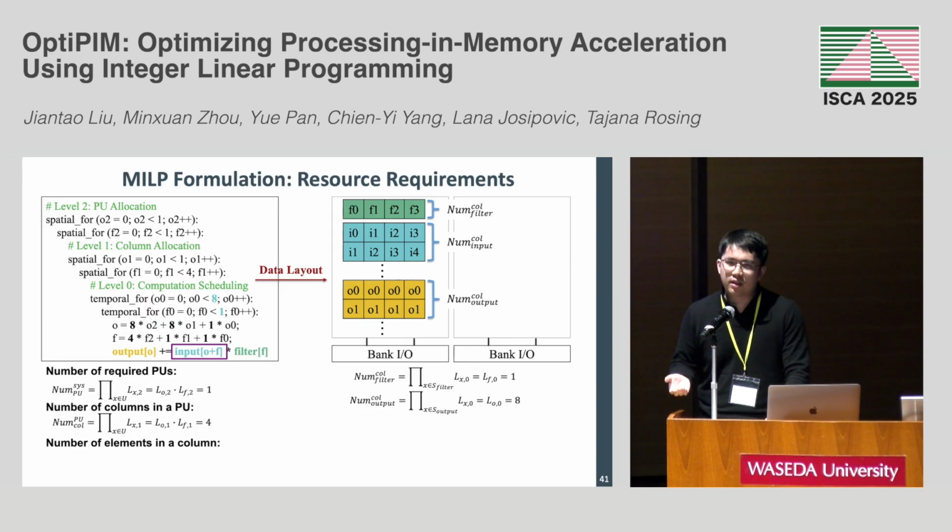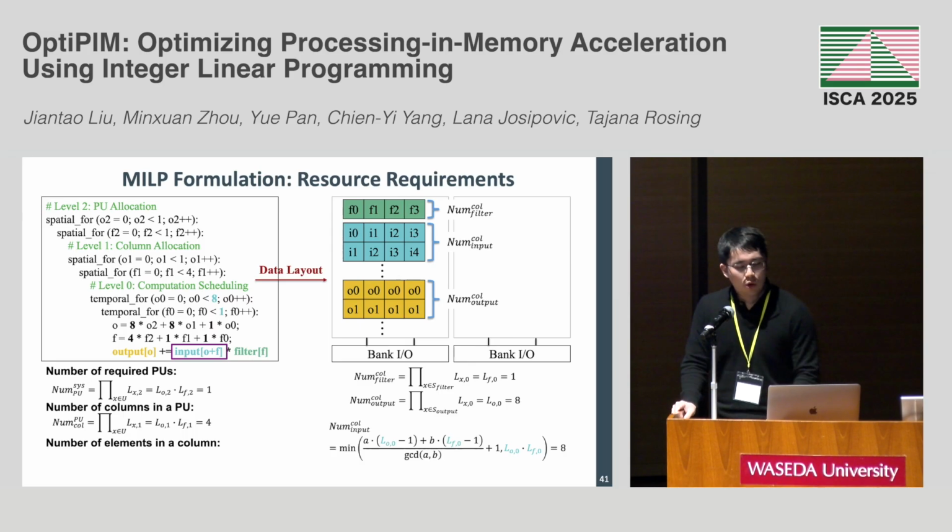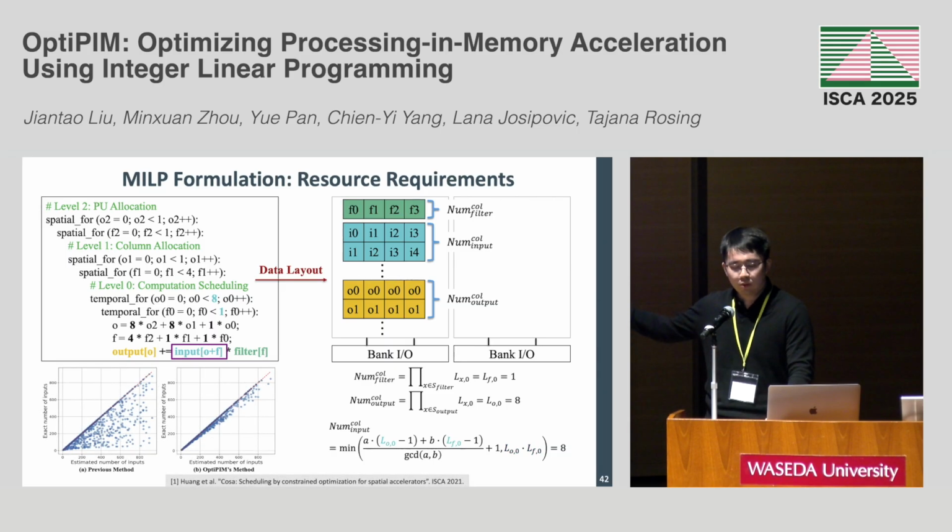Previous work directly used the multiplication of related loop bounds to get the final result. Well, this is very intuitive, but highly inaccurate. So we propose something different. With this, we can achieve a much more accurate estimation, like the graph we're seeing here.